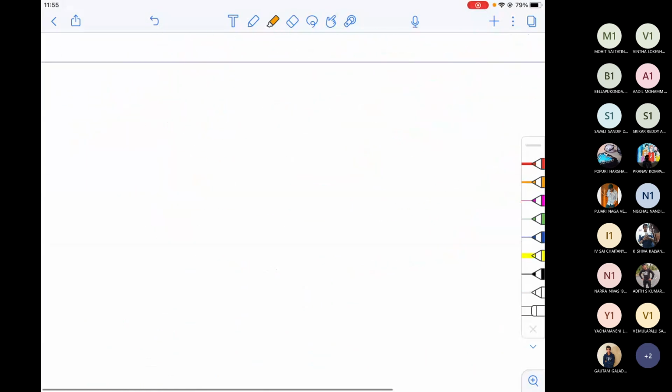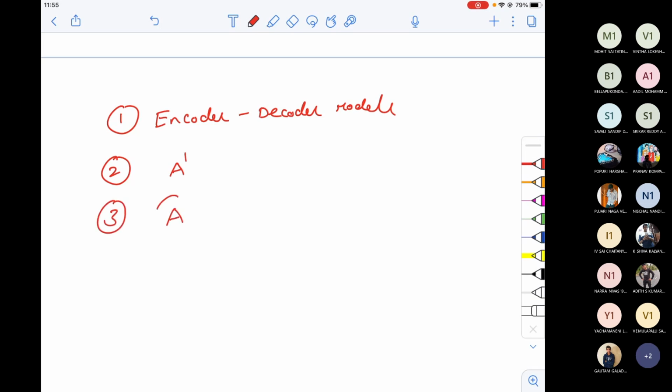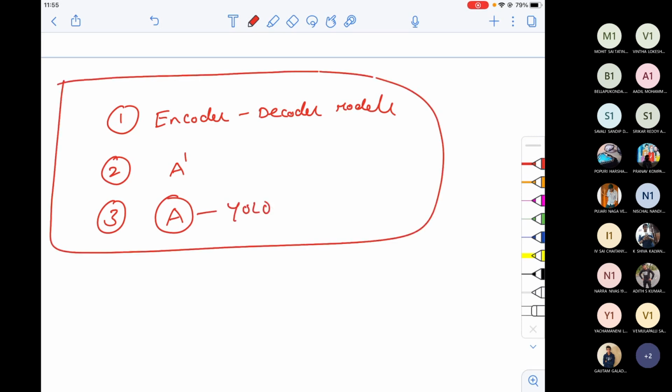So what is the sequence in the entire module 5? We have only 3 main topics. Encoder decoder models, that we'll see in the next class, and then some architectures in the history based on A prime. Then we'll learn the main architecture A, which is nothing but YOLO. This is the main sequence we'll follow for module 5. Once this is done, we'll slowly jump into module 6. So that's all for the day, guys.